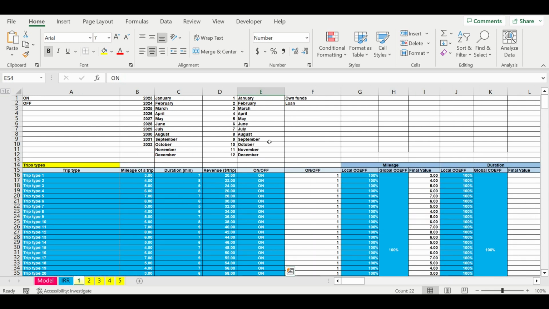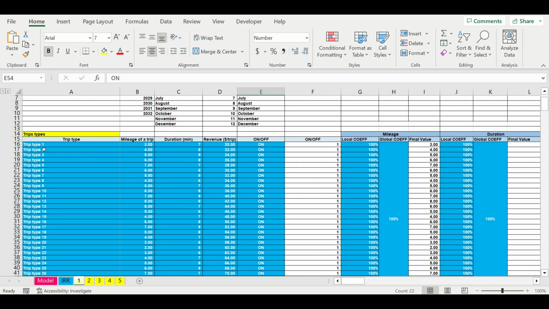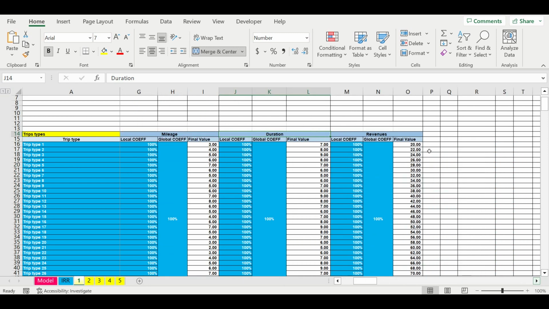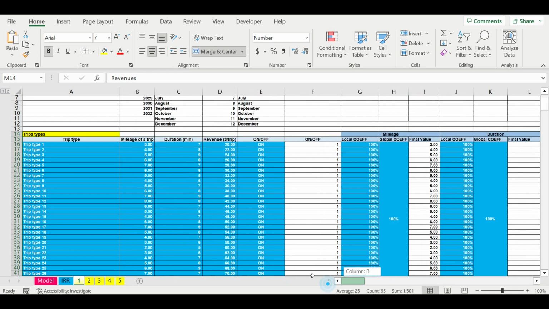Let's dive deeper into one of the cars, for example. So first of all, we have a library where we mention all our types of trips. Then we mention mileage per trip, duration per trip, revenue per trip. We can switch on and off different types of trips from calculations. We have global and local coefficients for mileage, duration and revenues. So all that stuff is locally needed for scenario play.